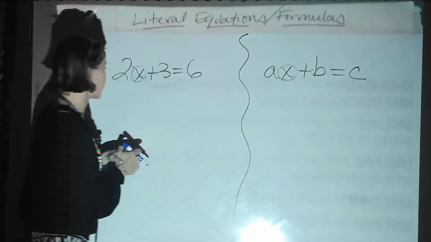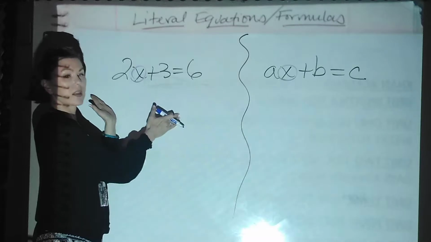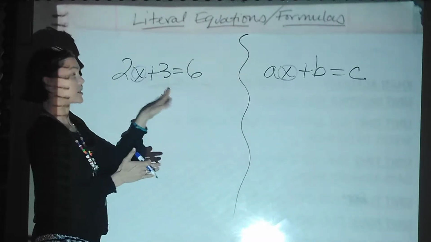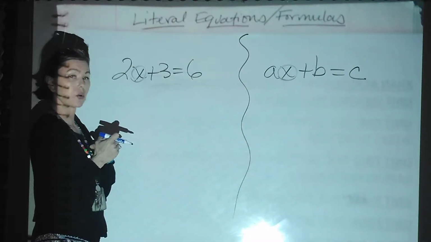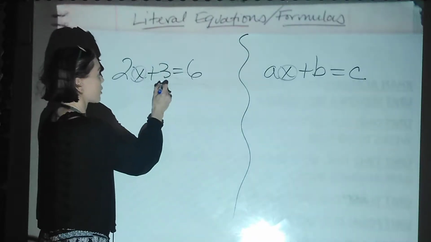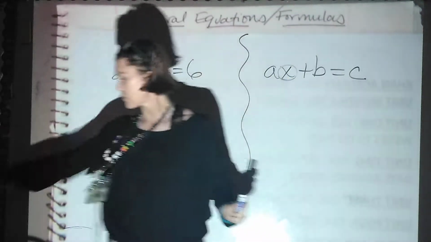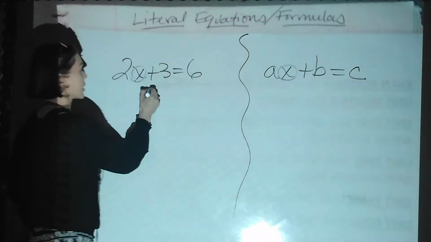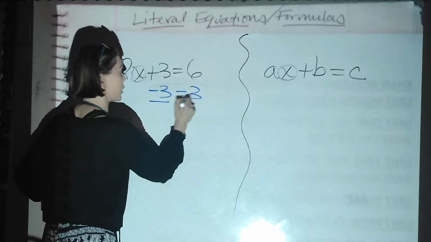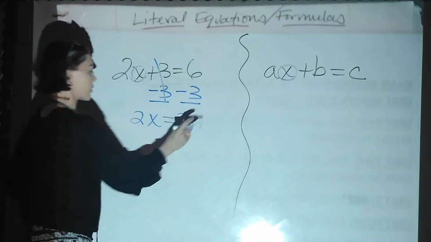So watch what happens. What are the two steps we would have to do to solve for x in this equation? Well, we would have to subtract 3 and divide by 2. So that's exactly what we're going to do. So we're going to subtract 3 from both sides, and then we bring down our 2x equals 3.